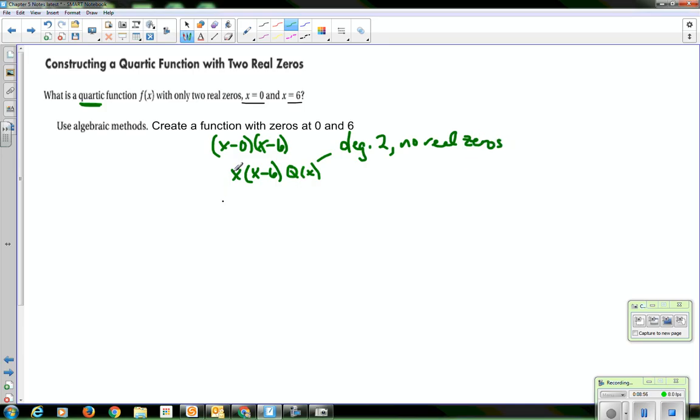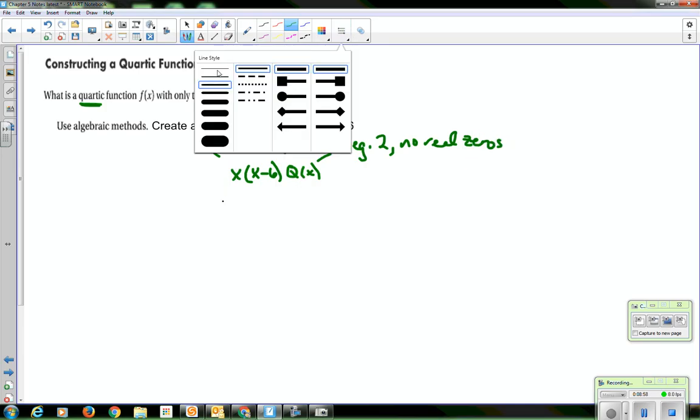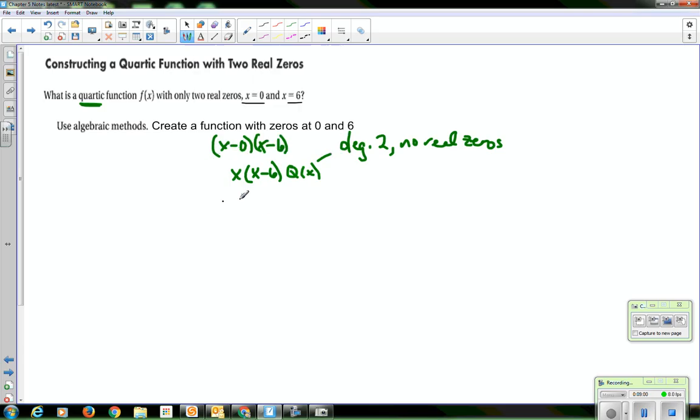I'm going to keep my life simple. You are definitely welcome to complicate it as much as you want, but I'm going to keep my life simple and go, this is just going to be an x squared. If I put a plus, so think about an x squared term.